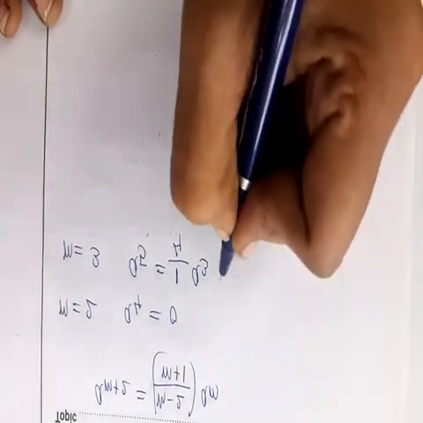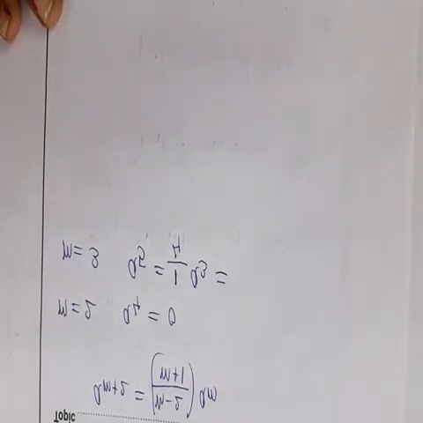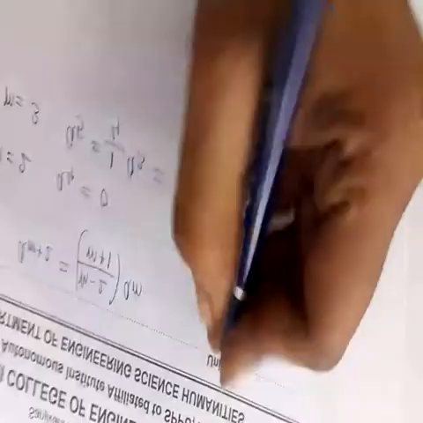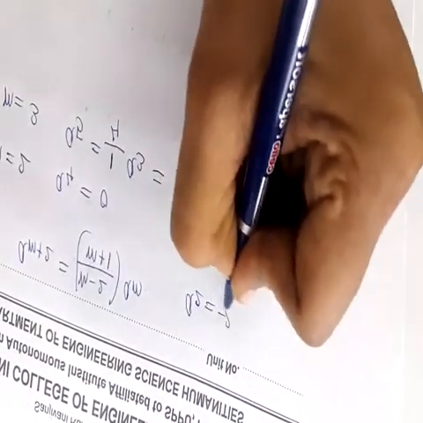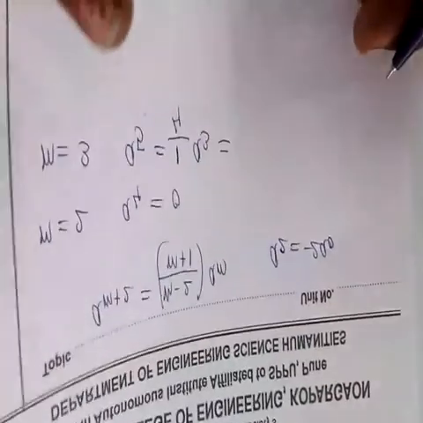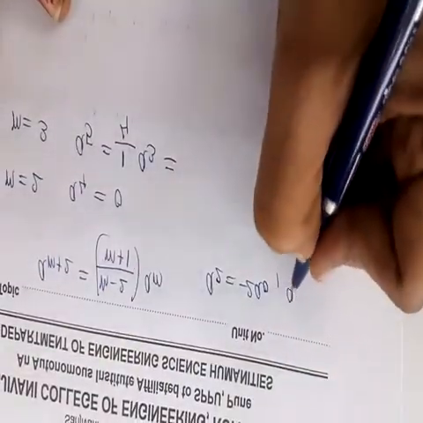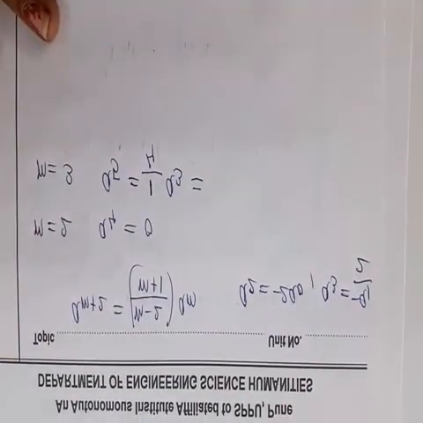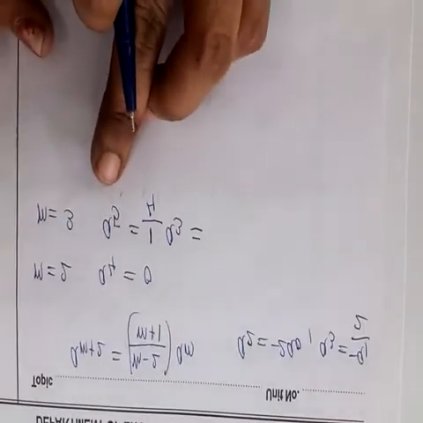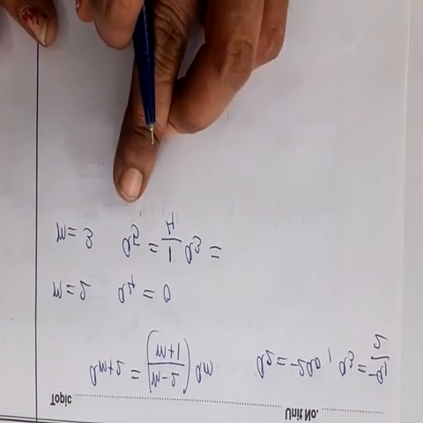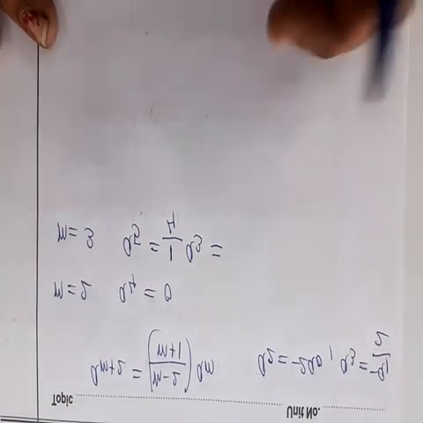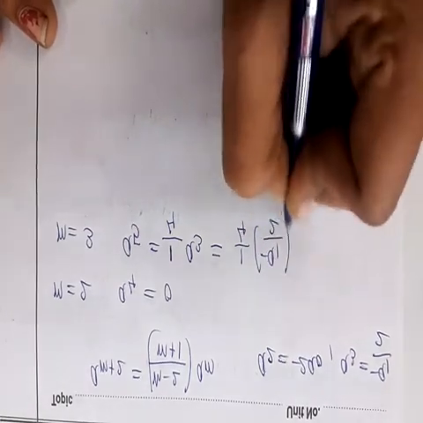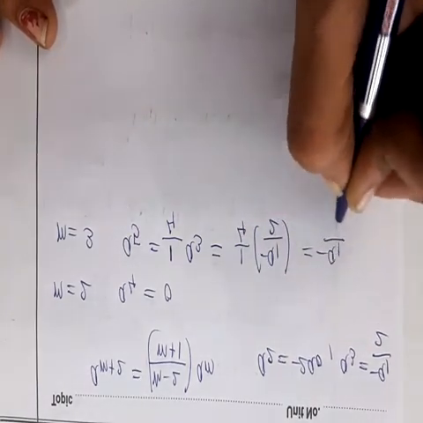What is the value of a3? a3 and a2 we got: a2 is equal to minus 2a0 and a3 is equal to minus a1 divided by 2. So remember these two terms. a5 is equal to 1 by 4 times a3, so it is equal to 1 by 4 times minus a1 by 2. So we get minus a1 by 8.